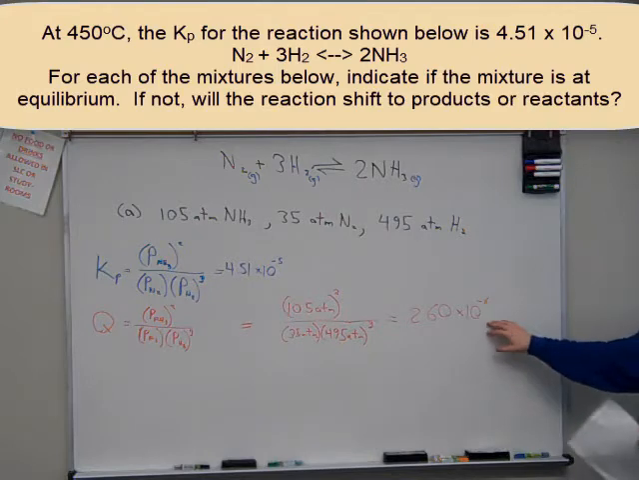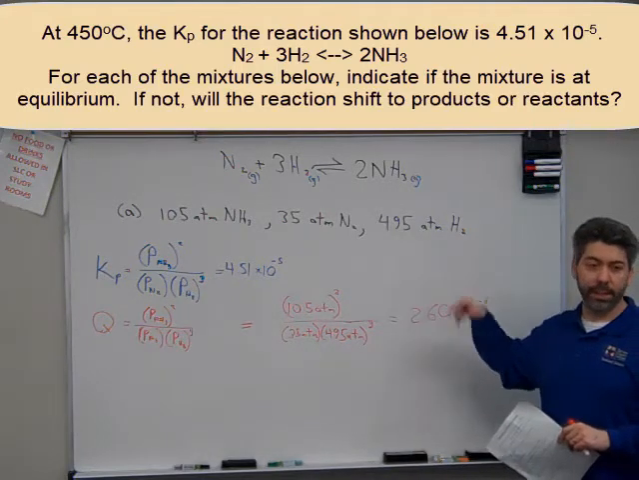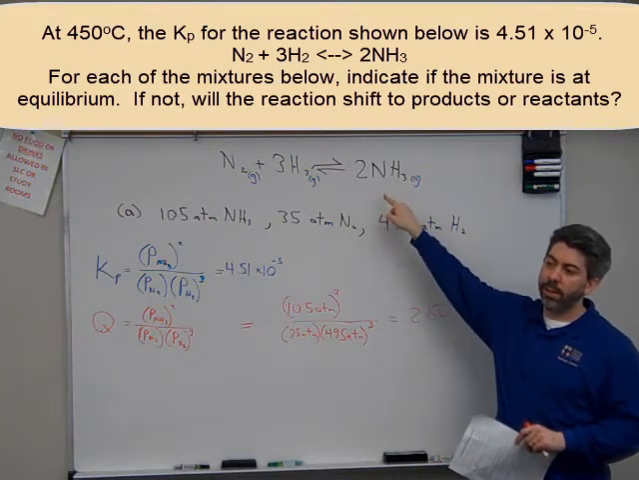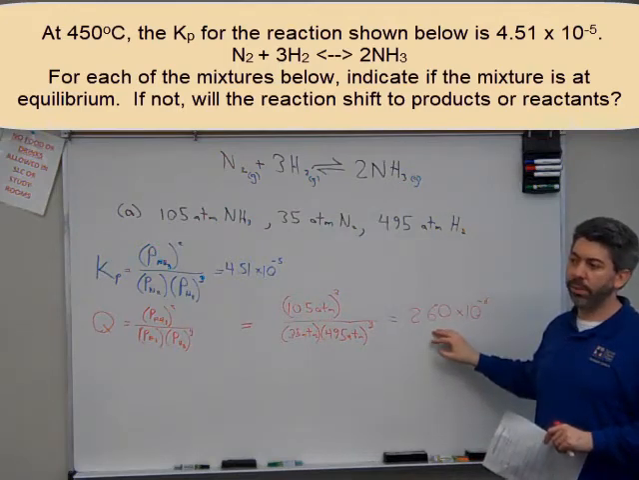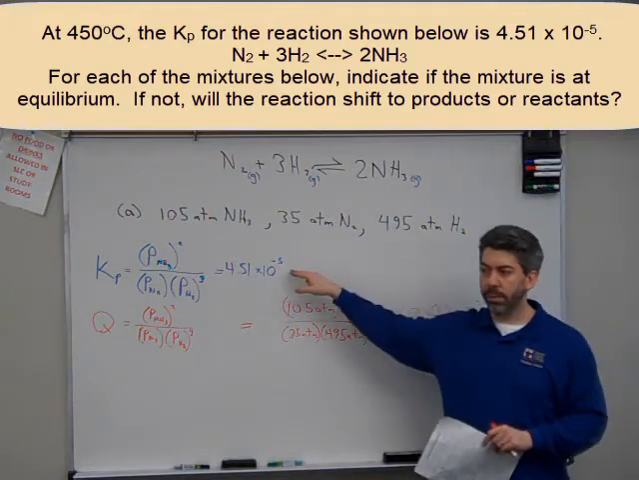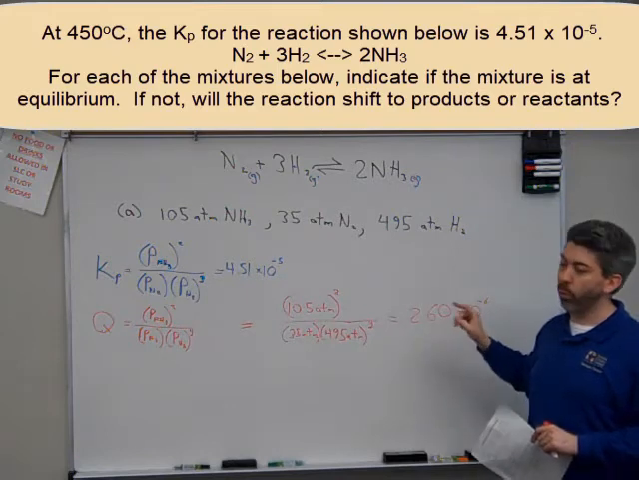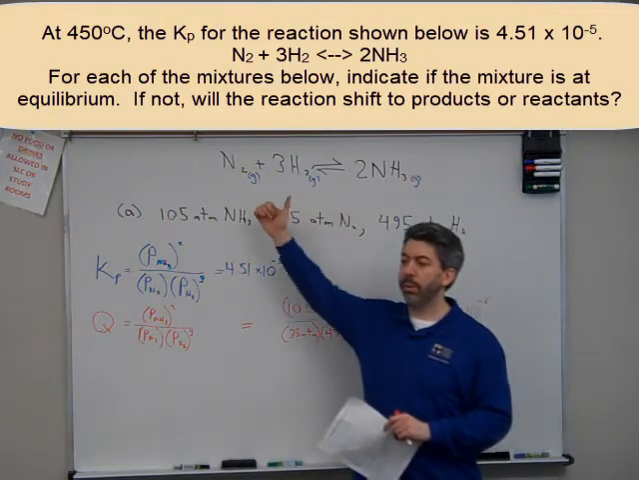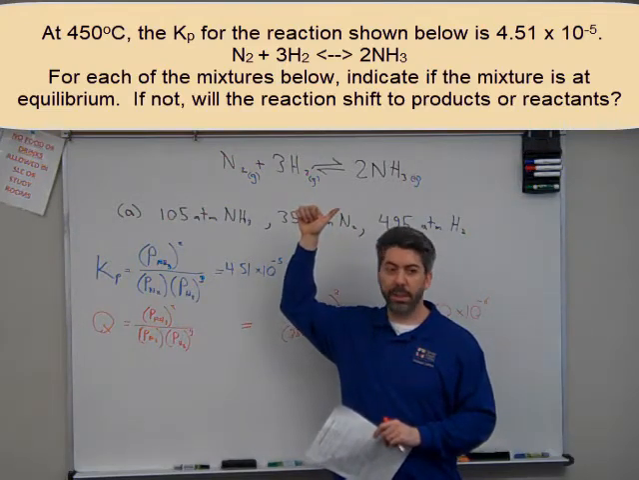If Q is less than K, it's going to have to increase. If Q is greater than K, it's going to have to decrease. Now which way do you need to shift this reaction to increase the value of Q? If you want Q to get bigger, because it needs to get bigger, do you need more products or more reactants? Products. You need more products. So it shifts to the right. Shift to products. Make sense?